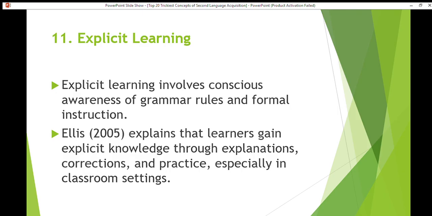Explicit learning means learning language rules consciously. For example, learning past tense rules like go, went in a classroom.